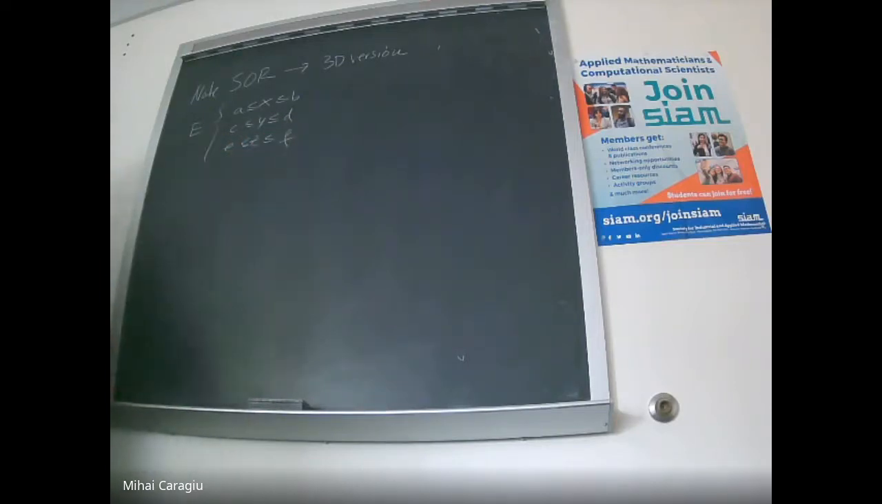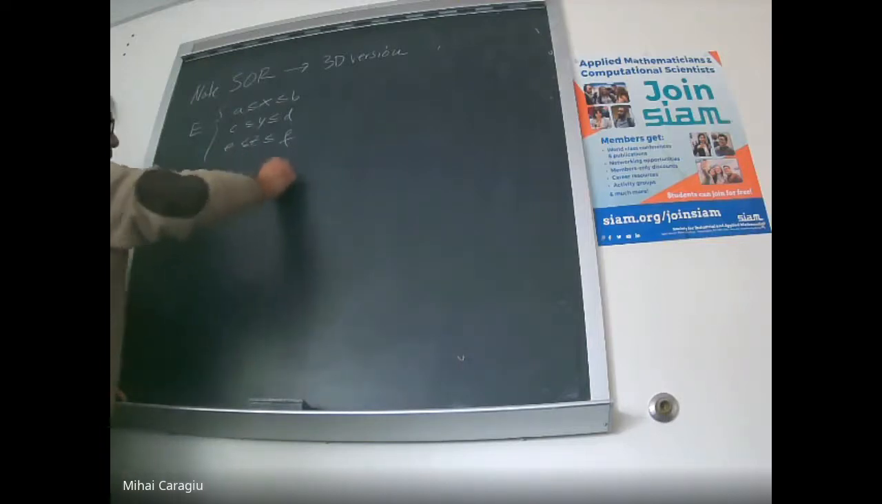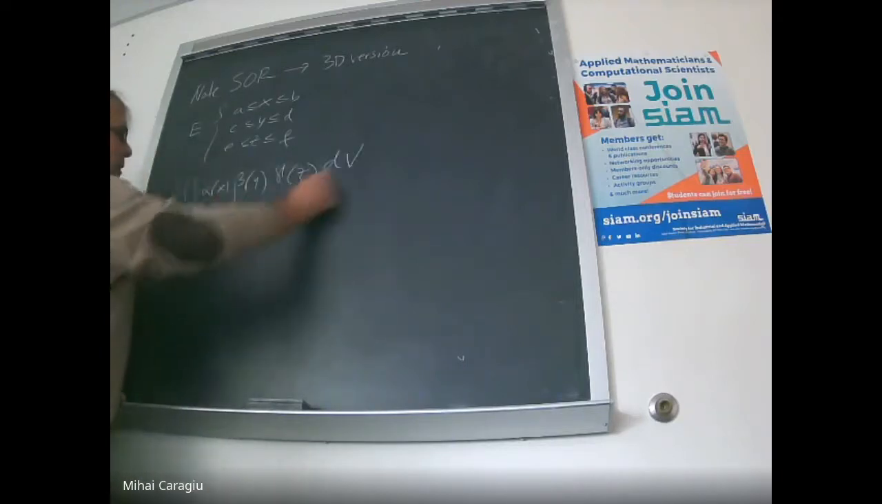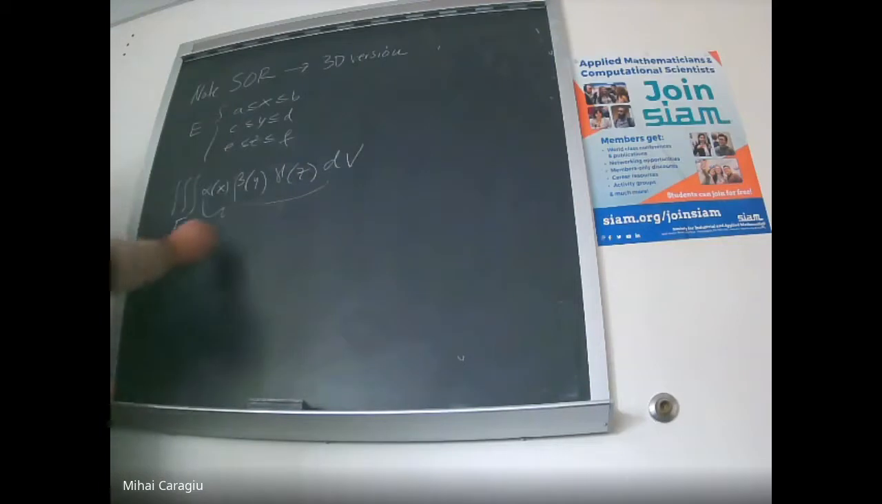then the triple integral over such a box of a product of a function of x times a function of y times a function of z. That's why it's called separable. Let's give some names: alpha of x times beta of y times gamma of z, dV. So we got separable over rectangles in 3D. That's a separable function.